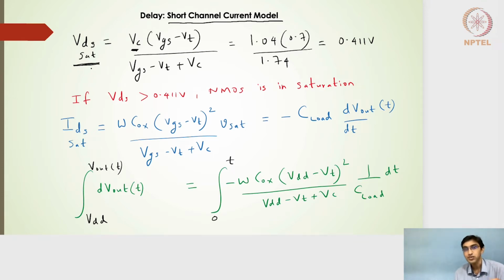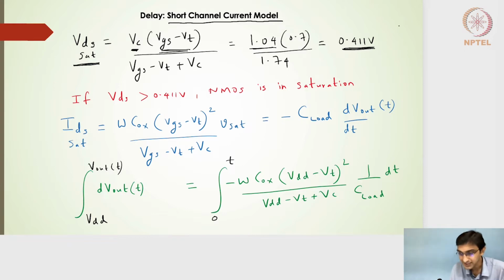This VDS saturation value, as we had seen earlier, estimated from the short channel current model turns out to be less than the 0.7 volts, which is VGS minus VT for an inverter circuit where the inverter input is 1 volt, the VDD value. But the VC value is around 1.04, as we had seen last time. So if I do a parallel combination of 1.04 and 0.7 volts, I actually get 0.411 volts, which is far less than the 0.7 volts.